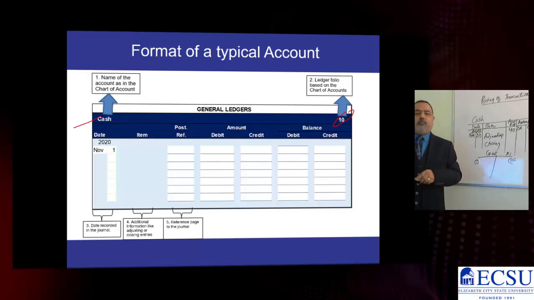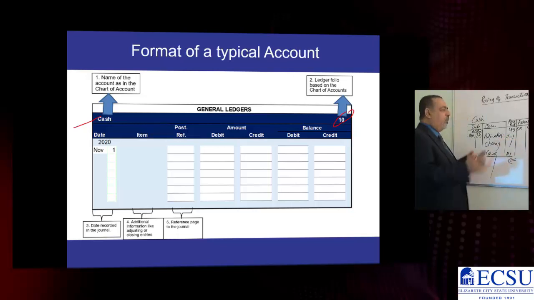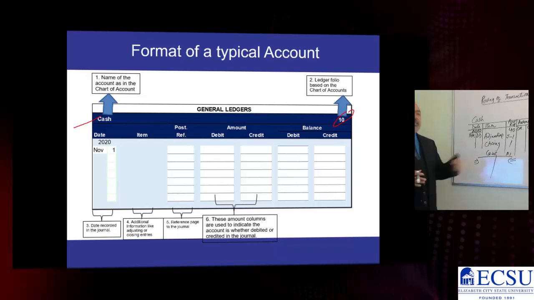Then, as I said to you, posting reference. So this will refer to the page number in the journal. Sometimes we write that page. Some people write it as J1, indicating journal page 1, or just write 1. Whichever way, it depends upon the organization, how they want to go about it. Then you have two amount columns, debit and credit. These amount columns are used to indicate whether the account was debited or credited.